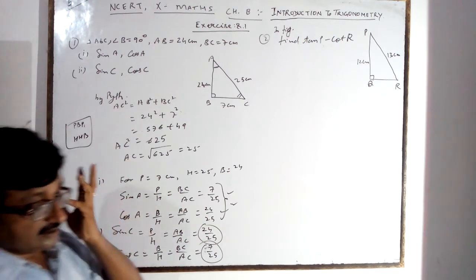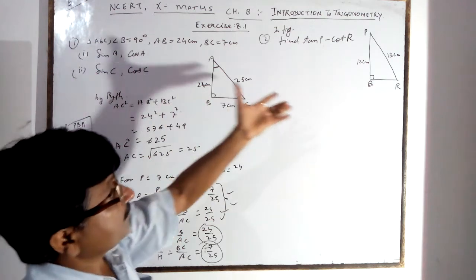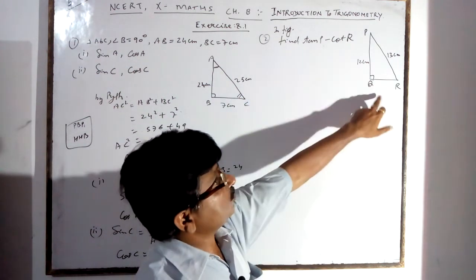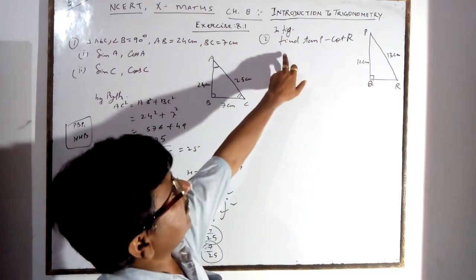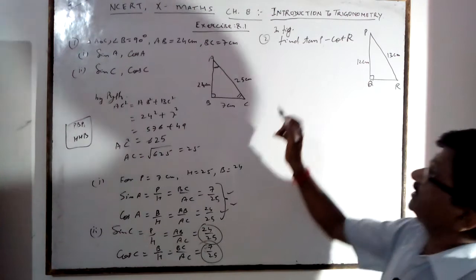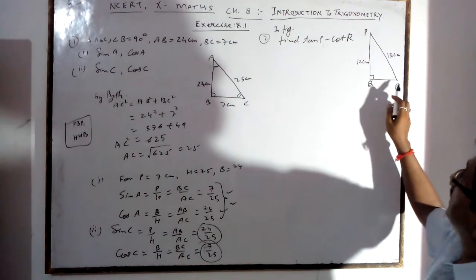In this case, question number 2. In the question number 2, what is given? In figure PQR, Q is 90 degrees. You want to find out tan P and cot R.